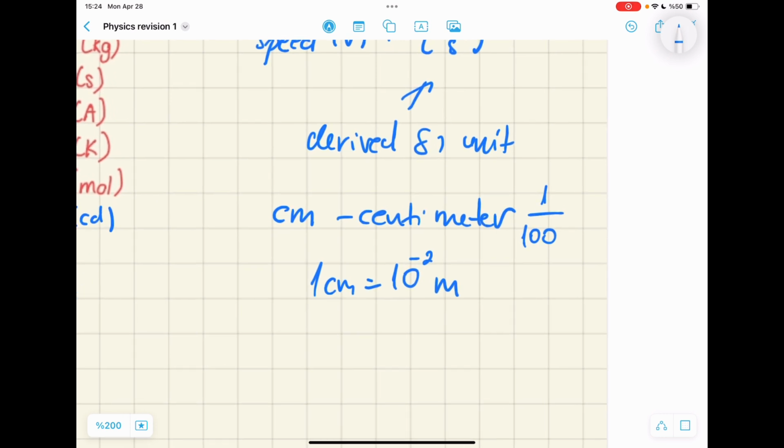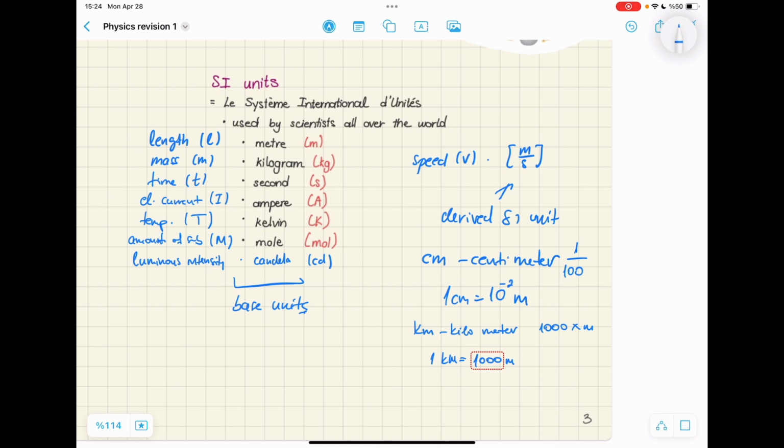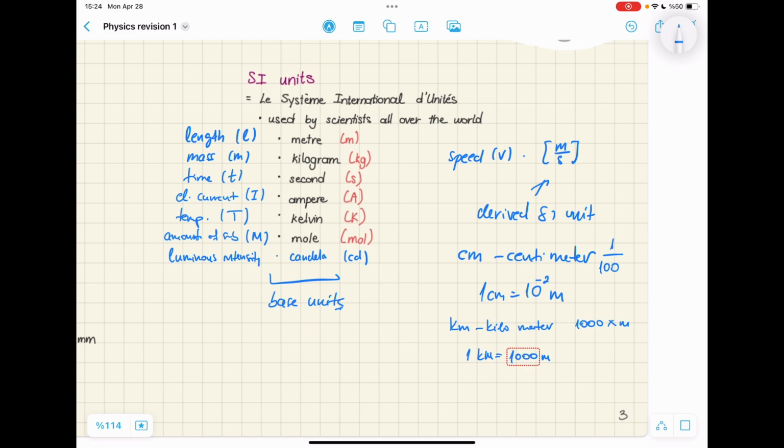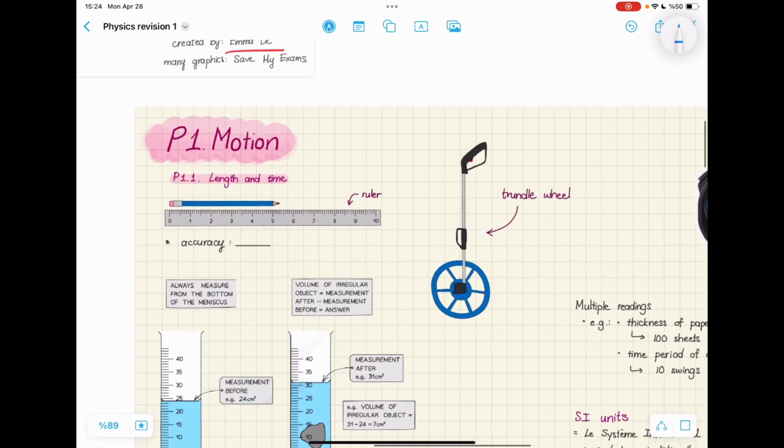Okay? So for example, as well, we can have a kilometer, which is what? Which is 1,000 times a meter. So 1 kilometer will be 1,000 meters. Here, usually, we have different types of prefixes. I will not go too much into detail. However, knowing them is important, especially when converting from one to another. We will see some of them in the examples as well.